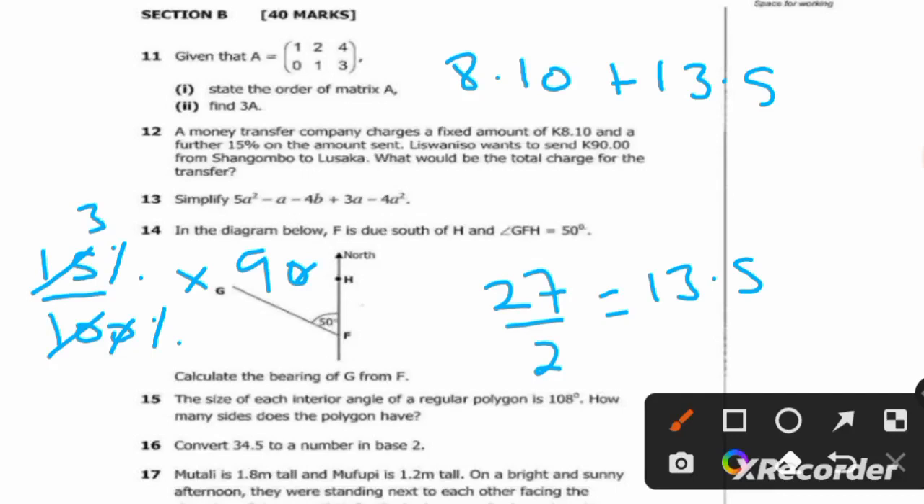So the next thing that we are going to do, we are going to add. So we are going to say 13.5 plus 8.1. Let me do this.